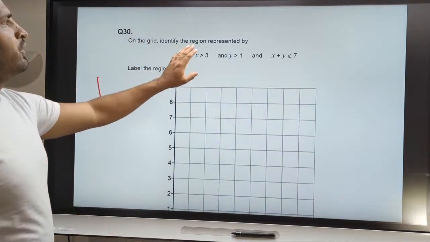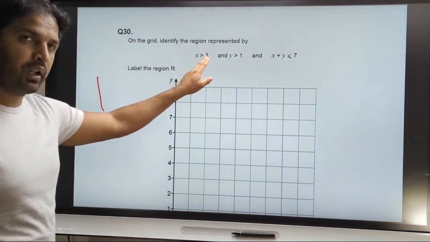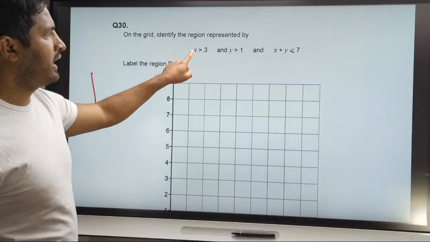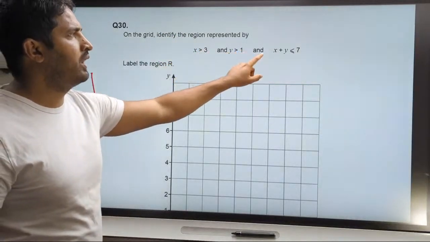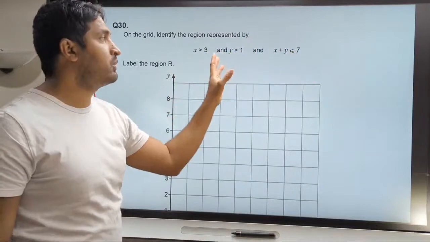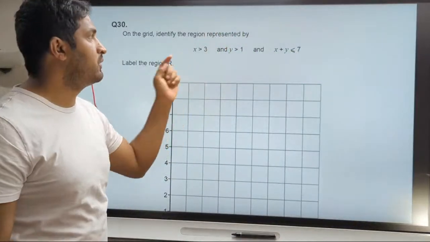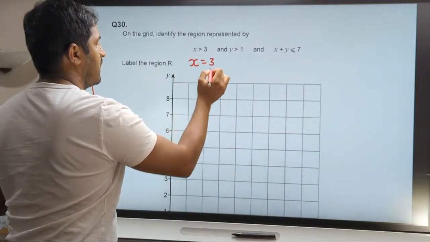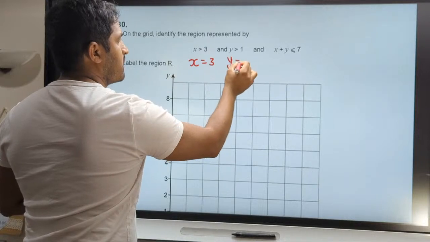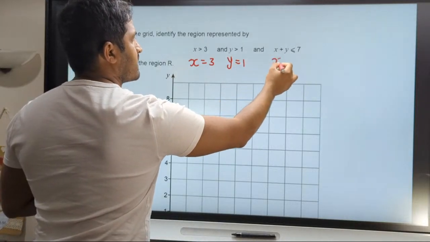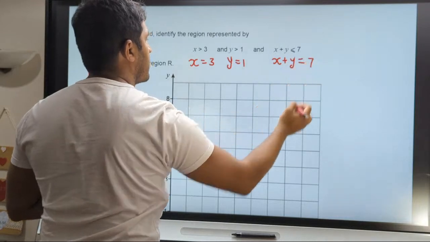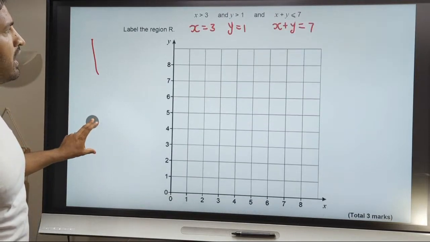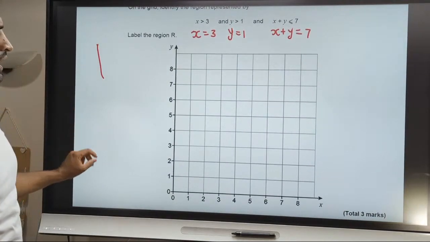On the grid, identify the region represented by x is greater than 3. Remember these symbols here. x is greater than 3, y is greater than 1, and x plus y has to be less than 7. So those are the three lines that we need to draw: the line x equal to 3, the line y equal to 1, and the line x plus y equal to 7. We should be able to do these two without any problem, and depending on that, you will probably get 1 or 2 marks on that as well.